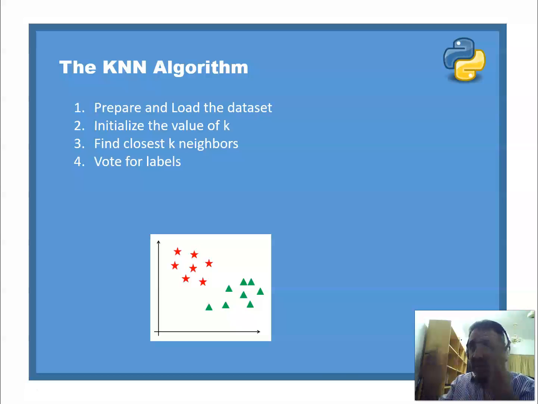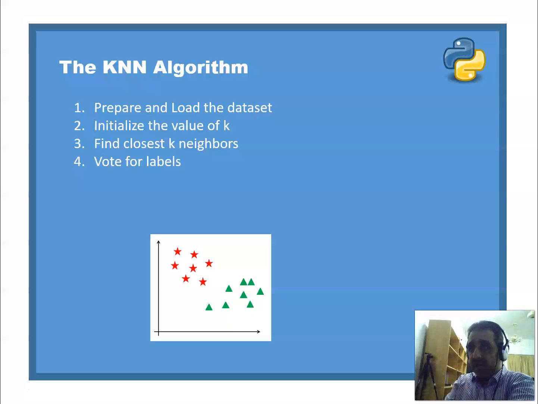This is the KNN algorithm. It has 4 basic steps. Number 1, prepare and load the dataset. Number 2, initialize the value of K. Number 3, find the closest k neighbors. Number 4, vote for labels.